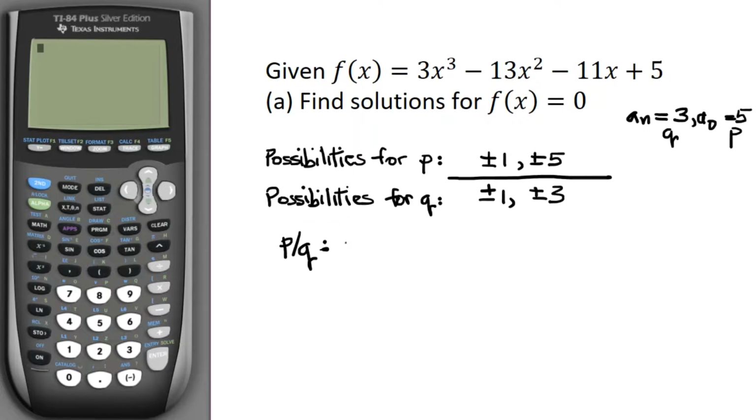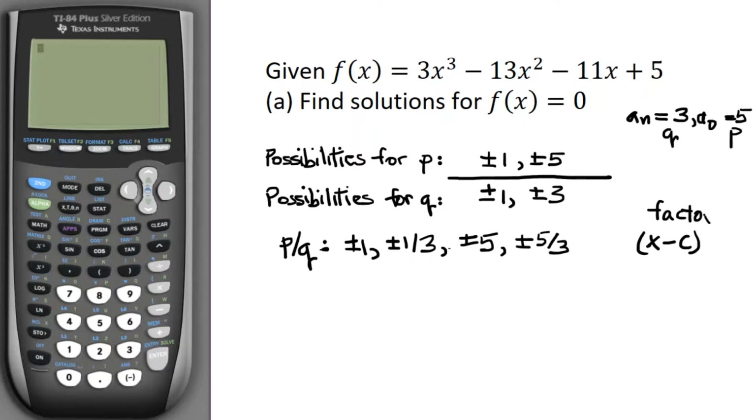So the possible zeros are, one at a time: plus or minus 1 divided by plus or minus 1, so that's plus or minus 1. Plus or minus 1 divided by plus or minus 3, so that's plus or minus 1/3. Plus or minus 5. And then plus or minus 5/3. That's a lot of different possible factors. Remember, factors have the form x minus c. So I want to narrow this down.